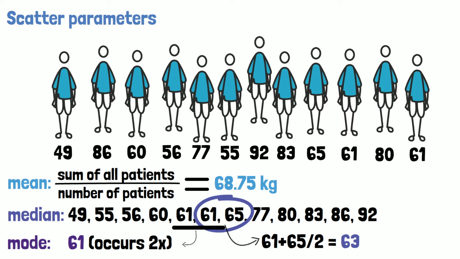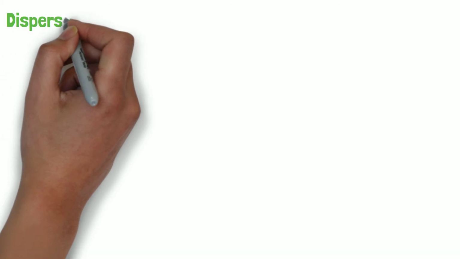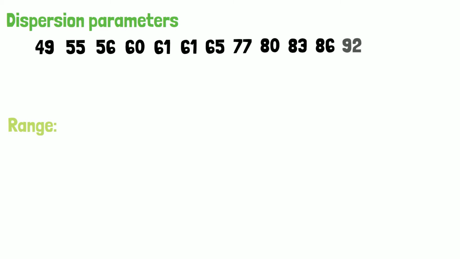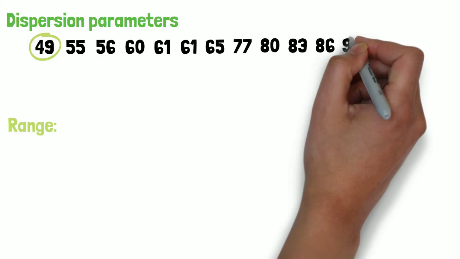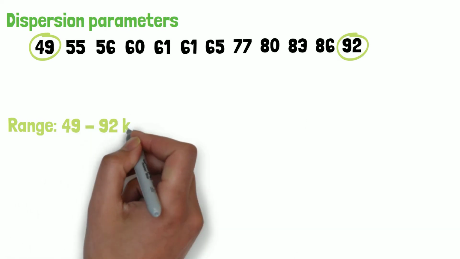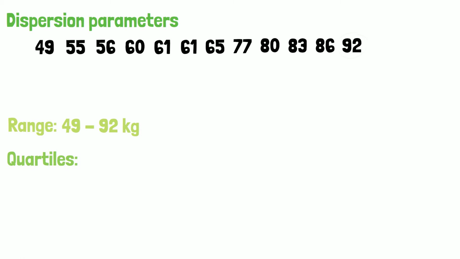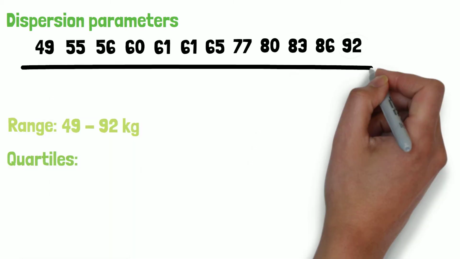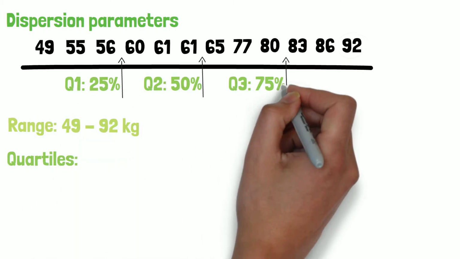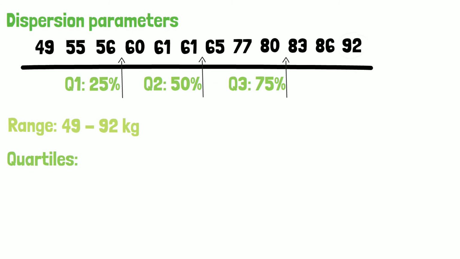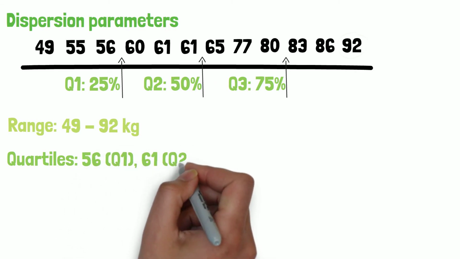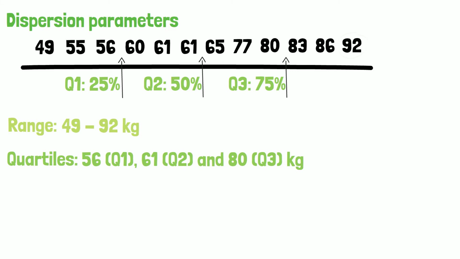data is spread. To have a better overview of how the data is spread, we can take a look at the dispersion parameters. What is the range of a distribution? It simply states between which minimum and maximum the values in our sample group are distributed. In our example, the range would be from 49 to 92 kilos. The quartiles, referred to as Q1, Q2, and Q3, are the values below which 25, 50, or 75% of the data is found. In our case, that would be 56, 61, and 80 kilos respectively.